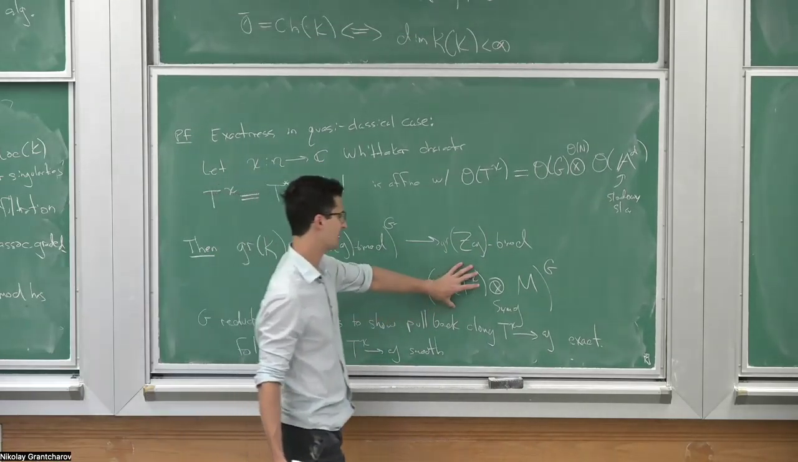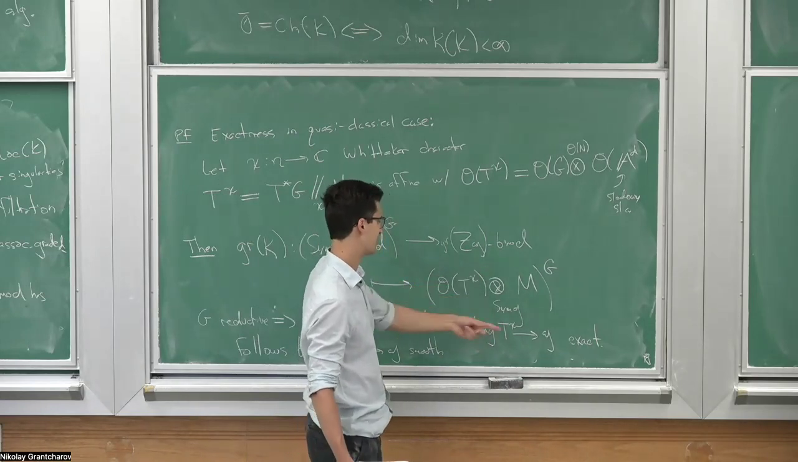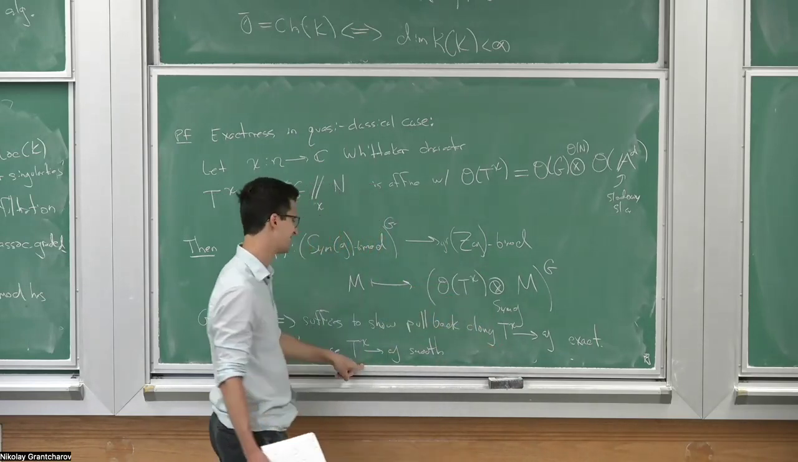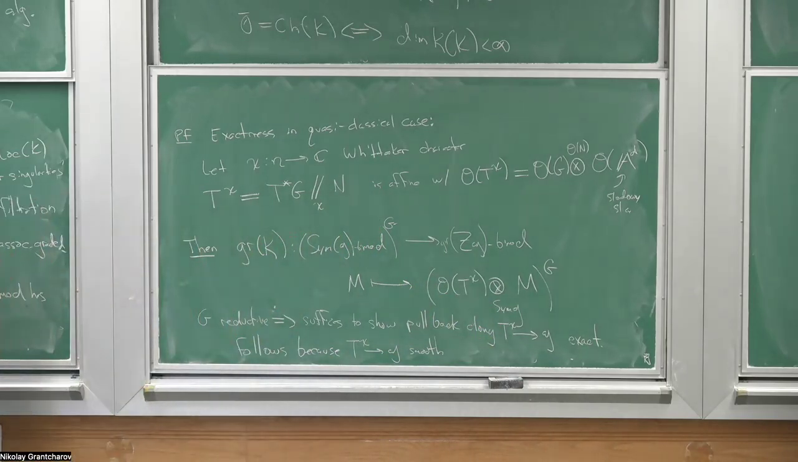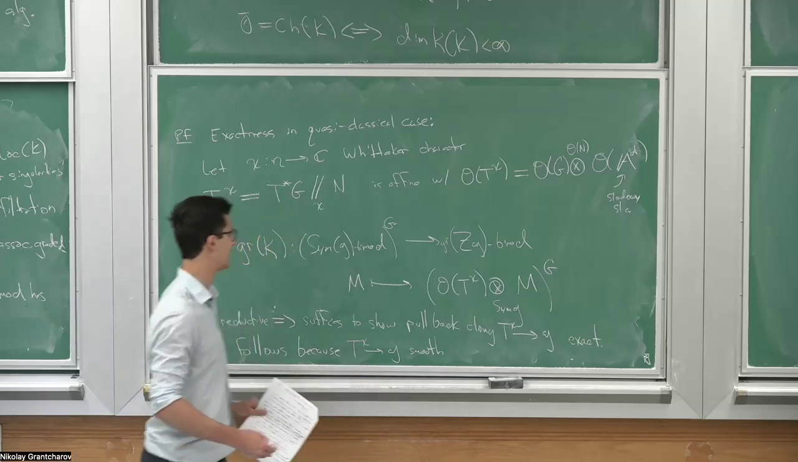I'll show that OT chi is a flat sim G module. This follows because this is smooth. This is proven again in a paper by Ginzburg. I'll just leave it at that.